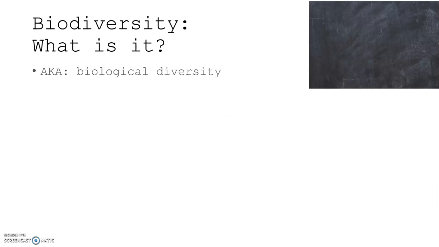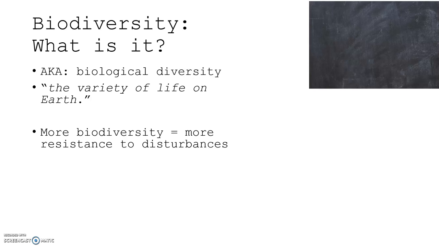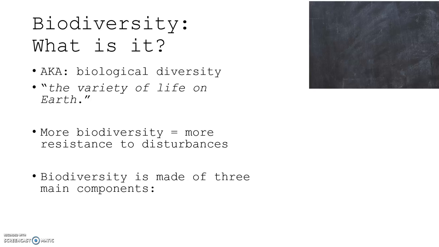So what is biodiversity? It's also biological diversity. So if you hear those, they're interchangeable. It's the variety of life on Earth. More biodiversity equals more resistance to disturbances. So if something happens, like a fire or a flood, the more diverse an area is, the easier it is for it to overcome. Biodiversity is made of 3 main components.